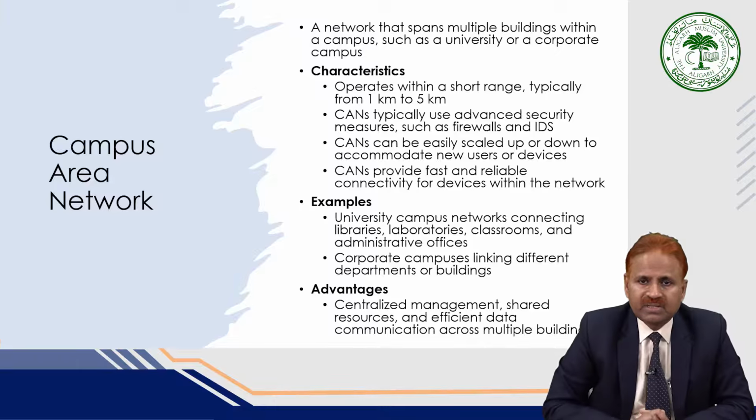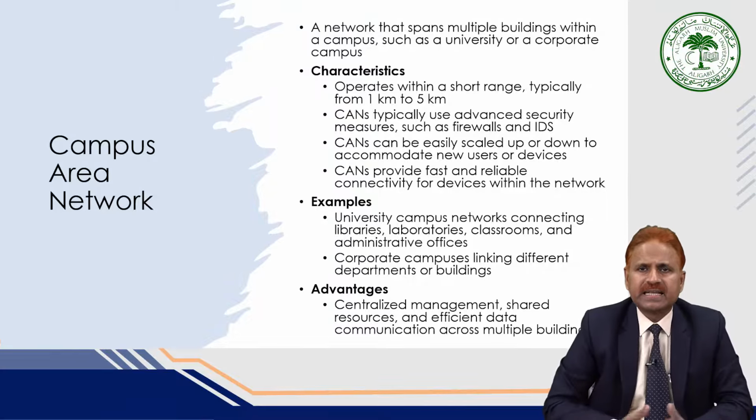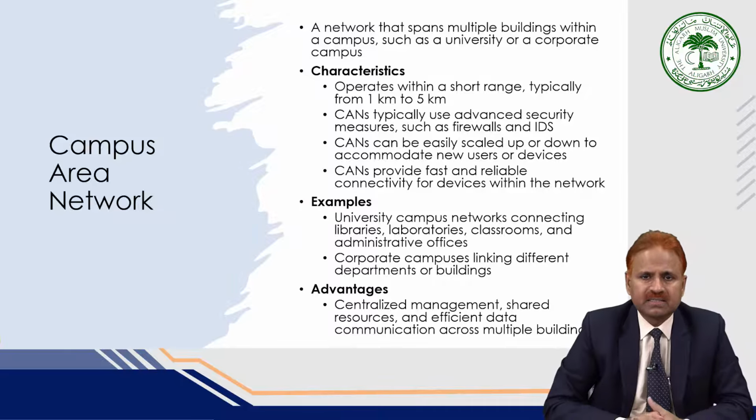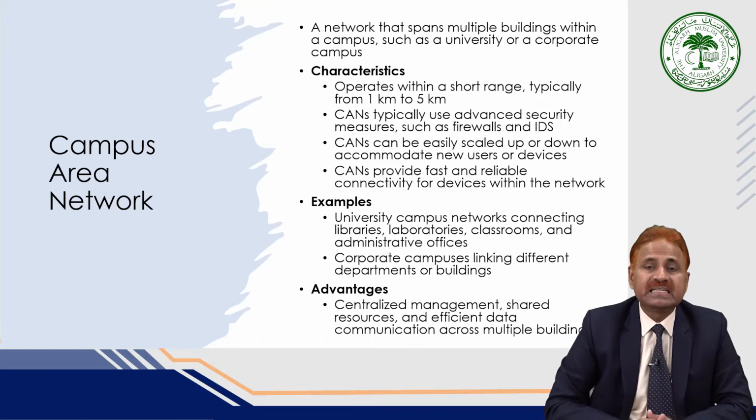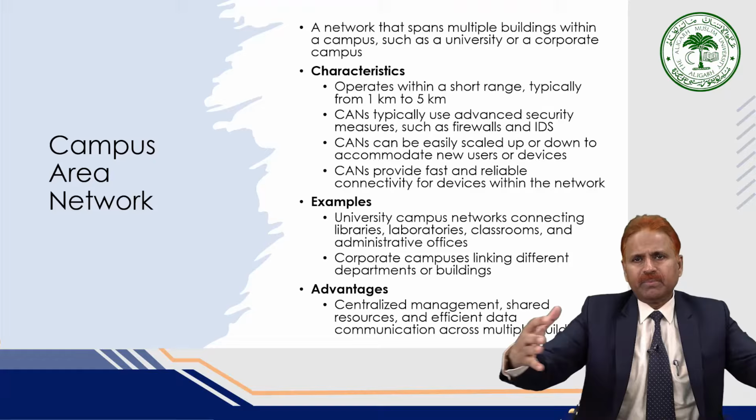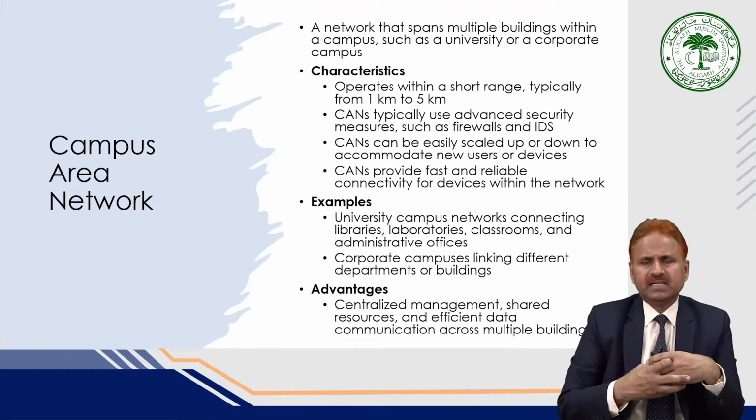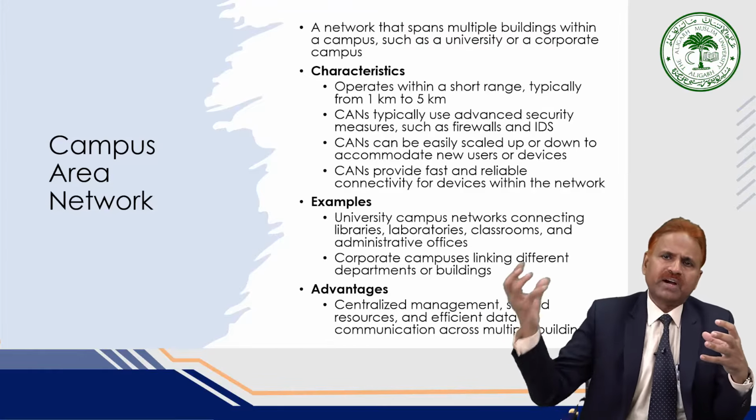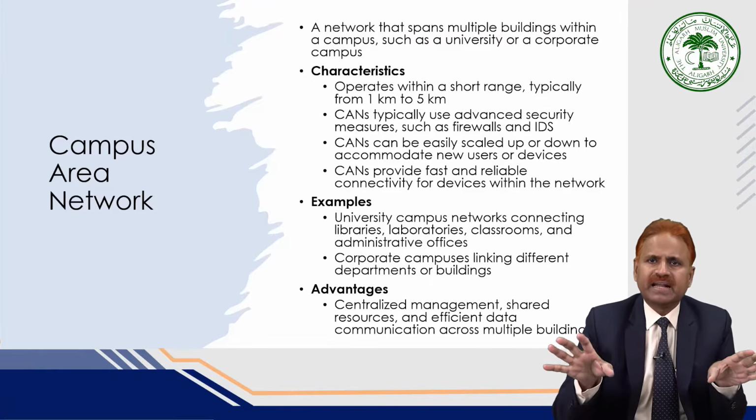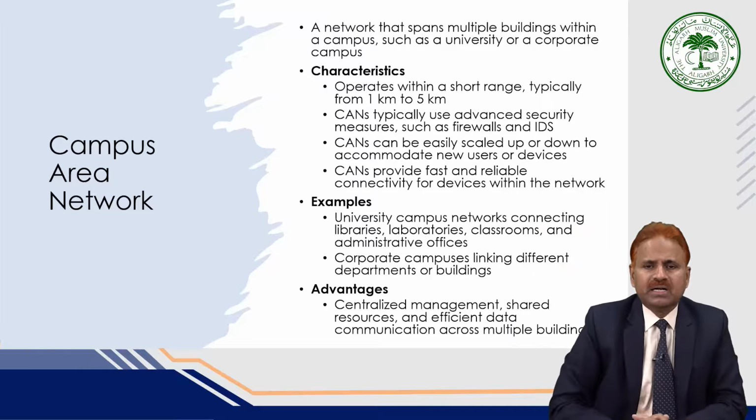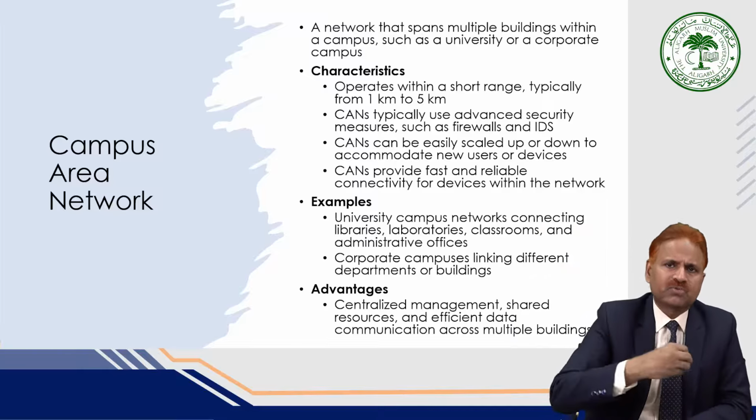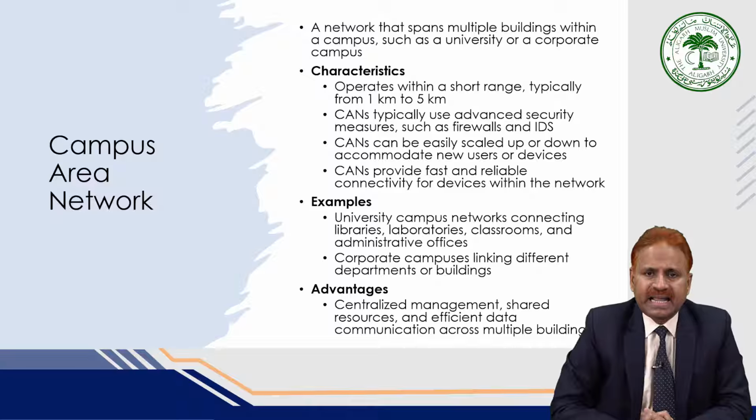So campus area networks typically use advanced security measures such as firewalls and IDS, intrusion detection systems. CANs, meaning campus area networks, can be easily scaled up or down to accommodate new users or devices. Say for example, initially you have a network having 100 computers connected. Say you want to add 25 more computers to the network. It can easily be added. That is known as scaling up the computer network. Similarly, if you want to remove some computers from the network, that can easily be done as well.